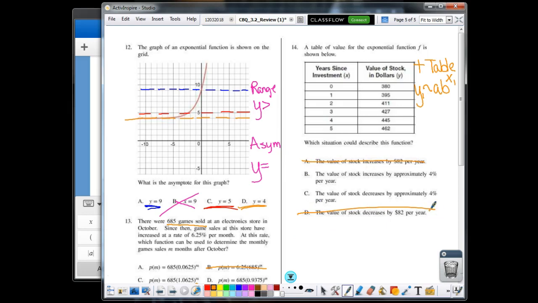Also, the table. What's happening to the table? It's increasing, right? Decreases is incorrect. Also, it's B.